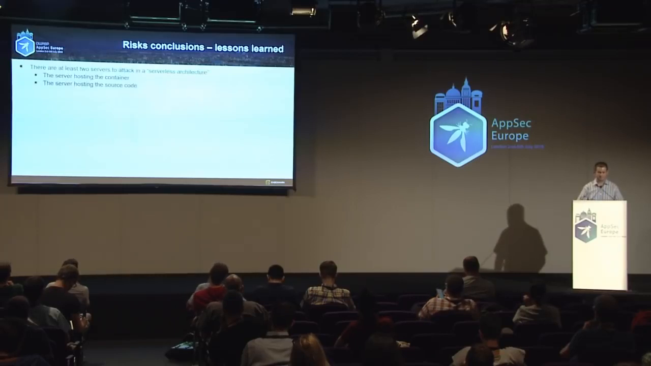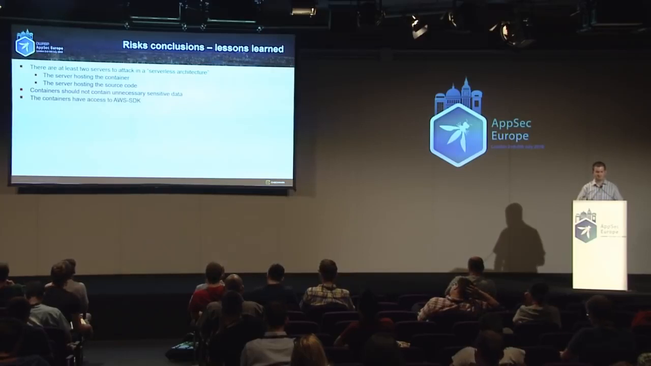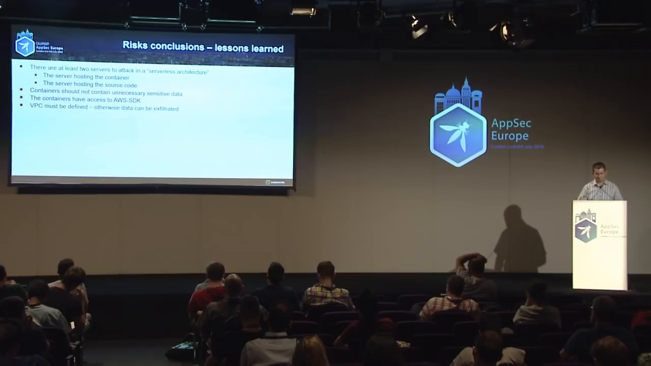There were at least two servers: the server containing the temp container and the server containing the source code. In Amazon, it's probably S3. And code is code. The same way you should not write sensitive data in your code on a server, you should not write sensitive data in the serverless code, since it could be exfiltrated and stolen to the hacker's server. You should be aware in the case of Amazon that the AWS SDK is built into the Lambda container. And you should be aware that the VPC must be defined, otherwise the default is open.